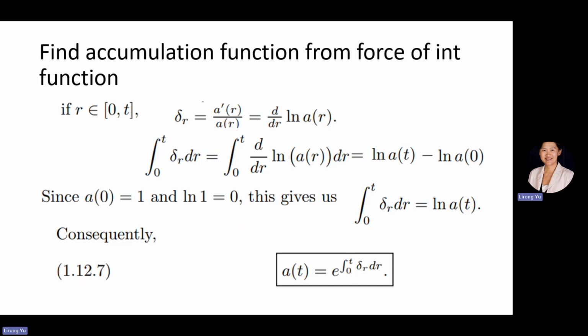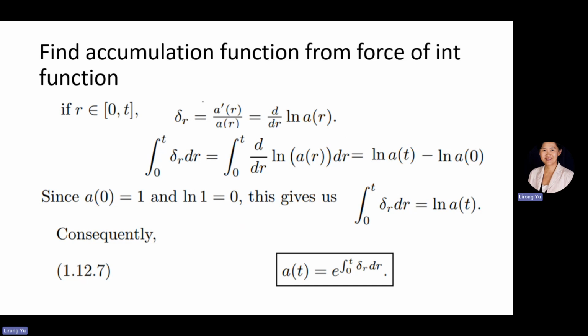We have to reverse the effect of the differentiation process and the effect of the logarithm process. The inverse of differentiation is integration. The reverse of natural log is the basic exponential function, which allows us to calculate A t. So this relation made it possible for us to devise a plan for calculating A t. Consequently, A t equals e to the integral from 0 to t of delta r dr.